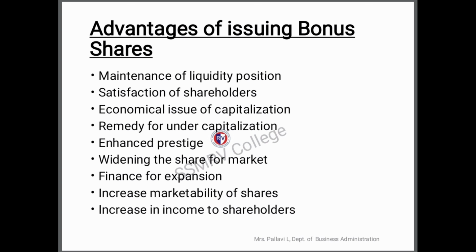And the next point is increased marketability of shares. When the company issues bonus shares, the marketability of the shares will be increased, and this would be an advantage for the shareholder. And the last advantage is increase in the income of shareholders. When there are extra shares, they have extra capital, right? The dividend they receive will also be extra, so it's an extra income to the shareholders. These are the advantages of issuing bonus shares. So this is the end of the chapter.